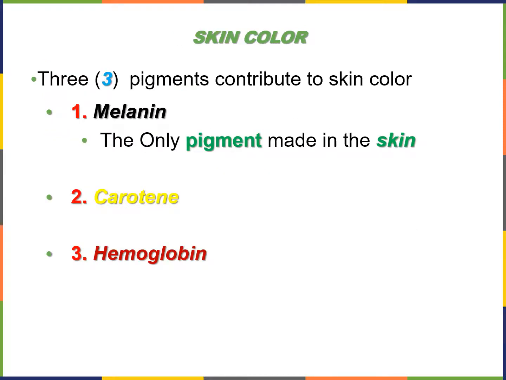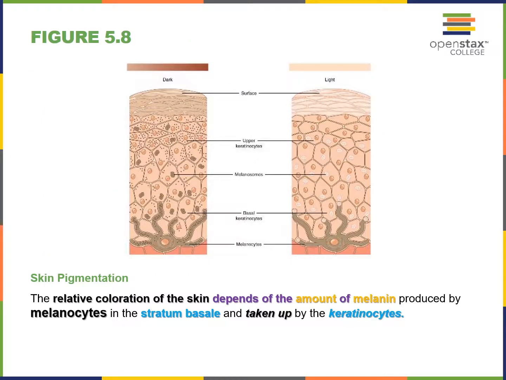Skin color. Three pigments contribute to the ultimate color of our skin. The main one is melanin, a pigment made in the skin by the melanocytes, then keratin, and then hemoglobin, the hemoglobin molecule within our blood. But the main determinant of the color of our skin is the amount of melanin produced by the melanocytes in the stratum basale, and then how much of what's produced is taken up by the keratinocytes.